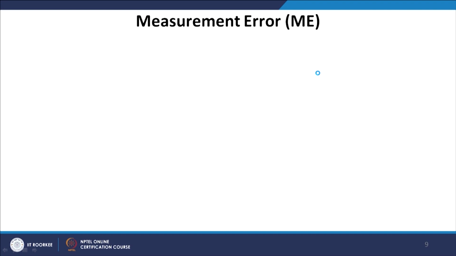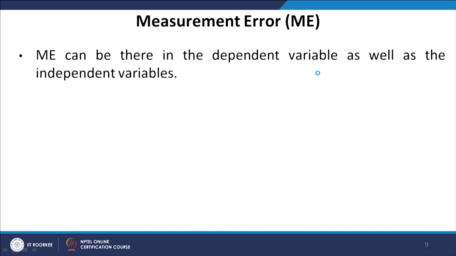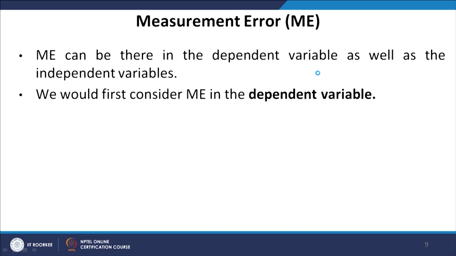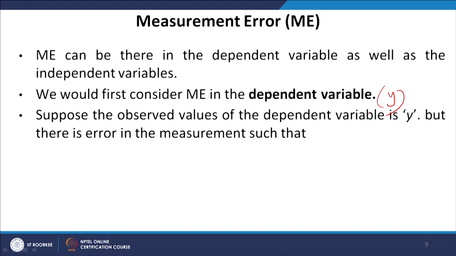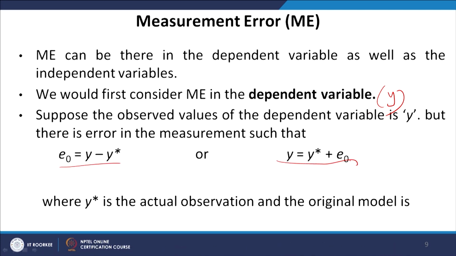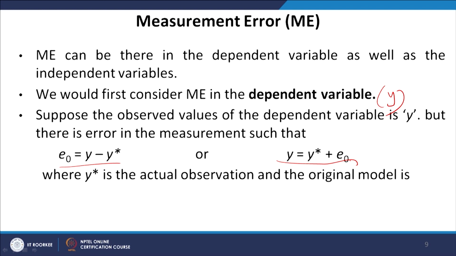Now, we talk about the problem of measurement error, another kind of misspecification. Measurement error can be there in the dependent variable as well as in the independent variables. We would first consider measurement error in the dependent variable, that is variable y. Suppose the observed value of the dependent variable is y, but there is error in the measurement such that E naught equals y minus y star, or y equals y star plus E naught. This is the same thing written by rearranging terms. So, y star is the actual observation, but we are observing only y.